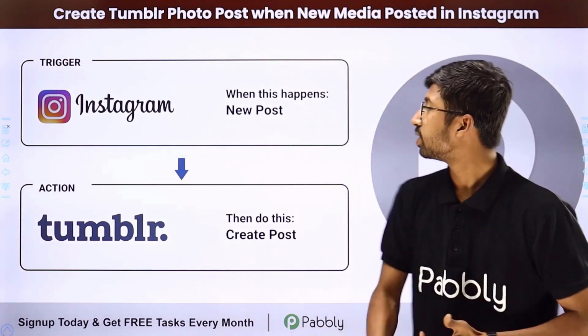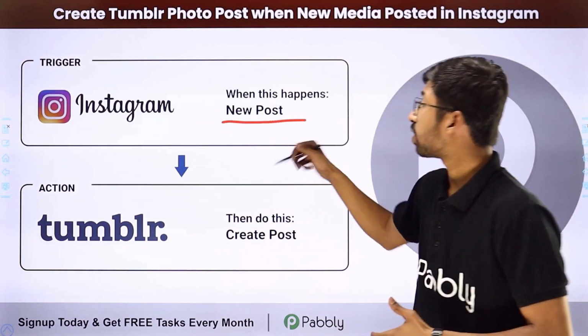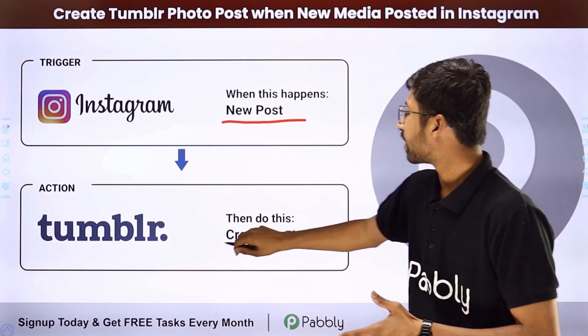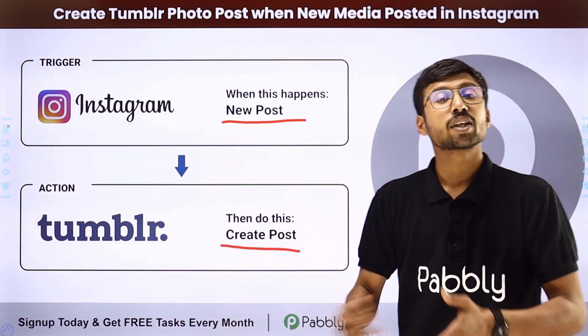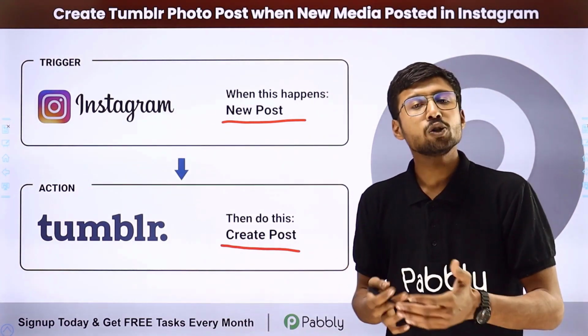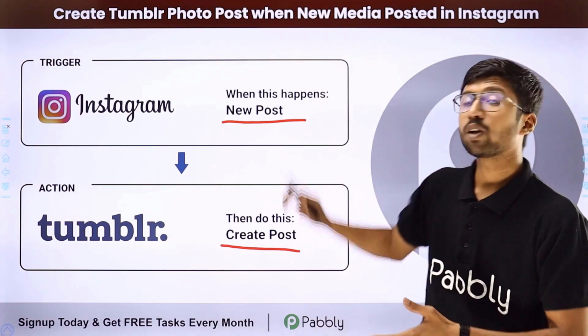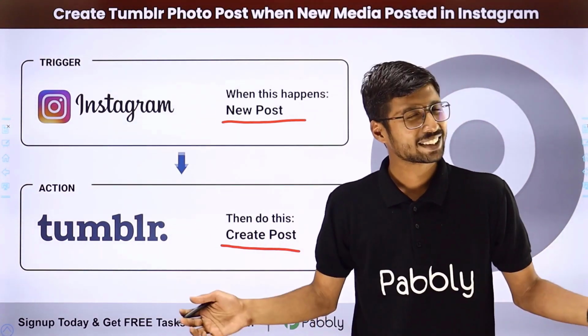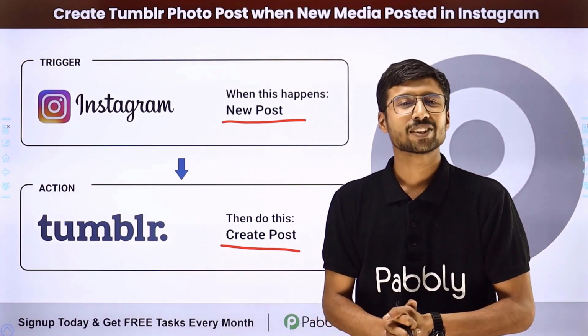So using this automation, whenever a new post is shared on your Instagram account, automatically the same image will also be created or shared as a new post in your Tumblr profile as well. You can post the same image, the same caption, and also if you want, you can add the link, the URL of your Instagram post as well. Now how can you set up this automation? To know this, you have to come with me to my screen.